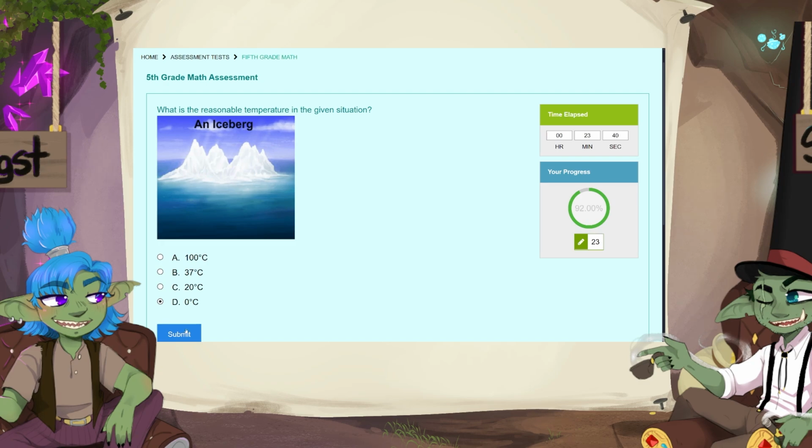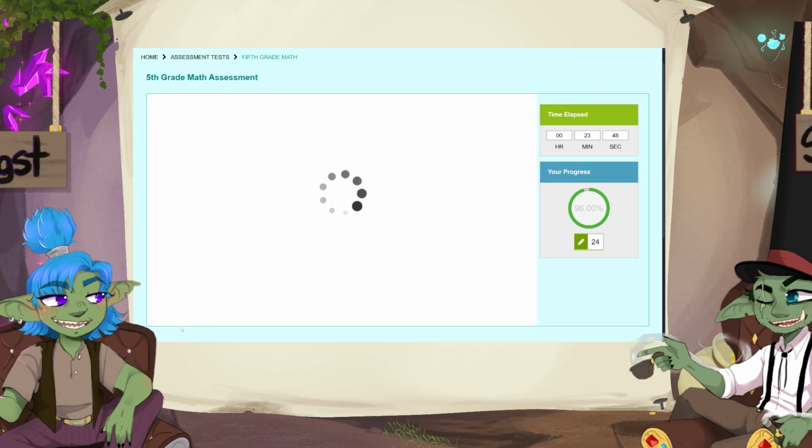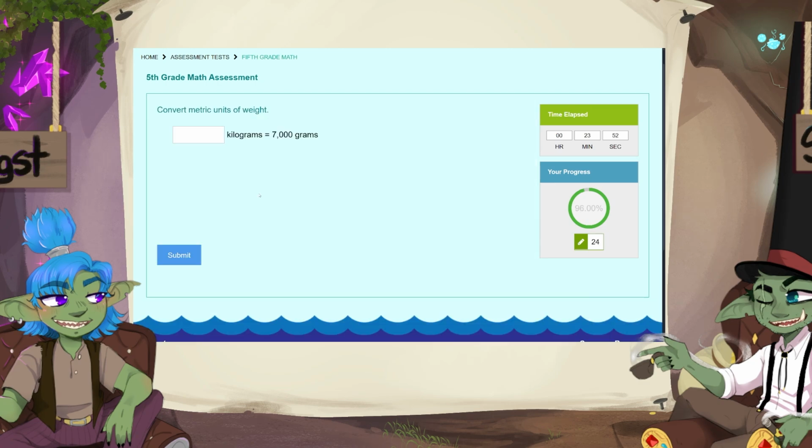If they're testing 5th graders on Kelvin? Maybe it's an advanced class. Who knows? Convert metric units of weight. Kilo's 100. I want to say, in that case, it should be 70. 70? I'm making that up. Wait, is kilo 10? No, you're right, it's 70. Hell yeah. 70,000 kilograms is 7,000 grams.